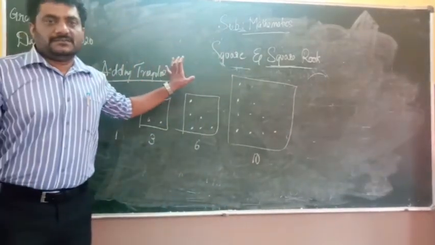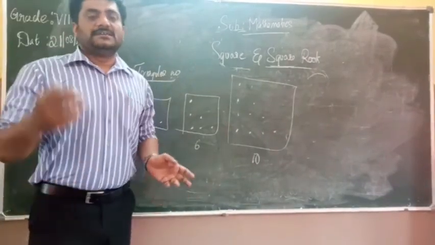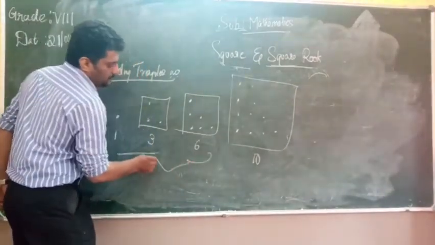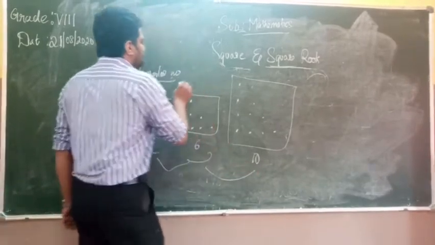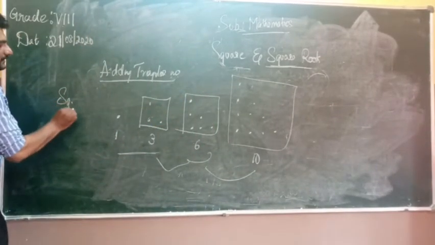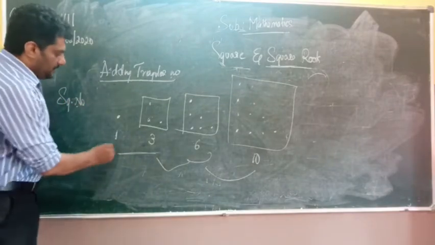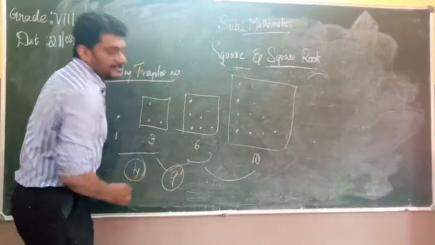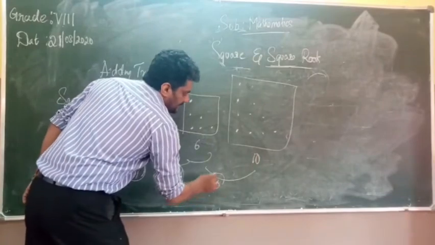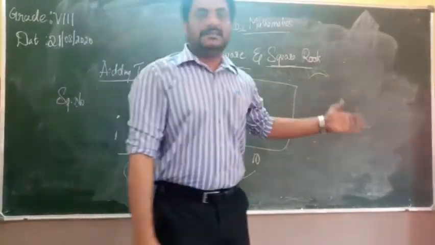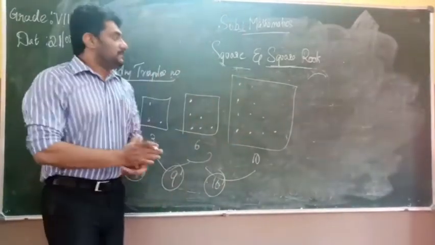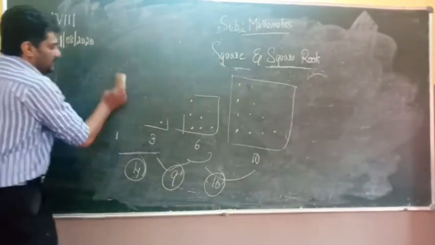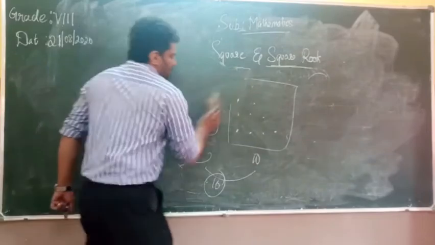Adding triangular numbers. When you are adding consecutive triangular numbers, this one, or this one, or this one, you will always get a square number. Example: 1 plus 3, I'll get 4, a square number. 3 plus 6, I'll get 9, a square number. 6 plus 10, I'll get 16. If you continue this, you will always end up with square numbers.